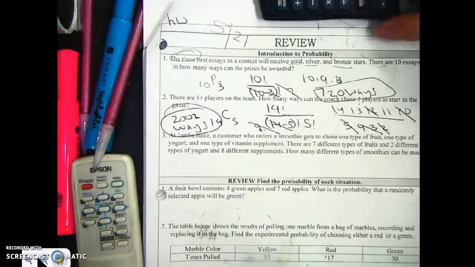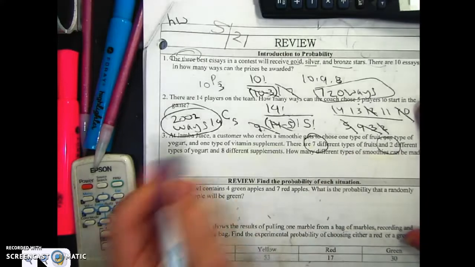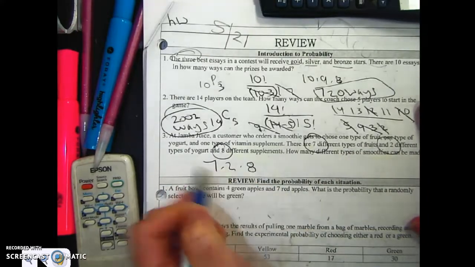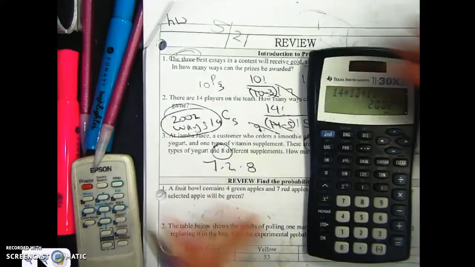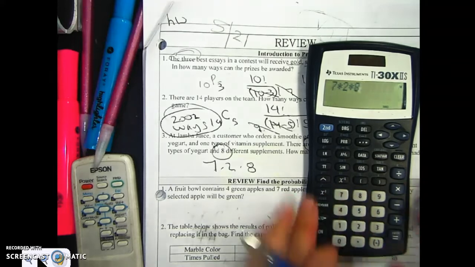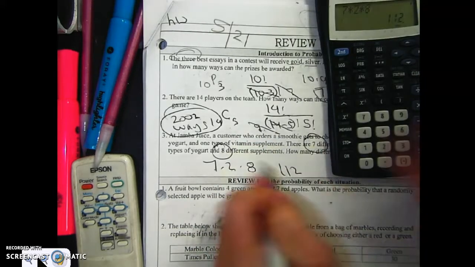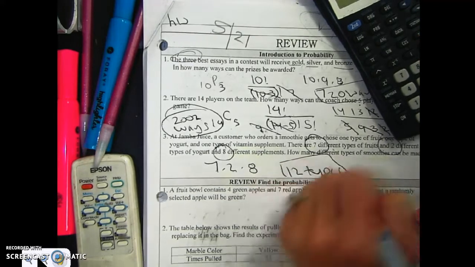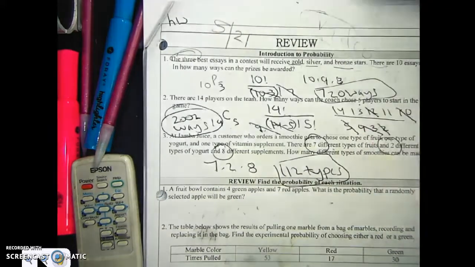Okay. 7 fruits, 2 yogurts, 8 supplements, 7 times 2 times 8. 7 times 2 is 14, sorry, 7 times 2 times 8, so 112 types, or smoothies, or whatever, okay? Let's go to the next one.